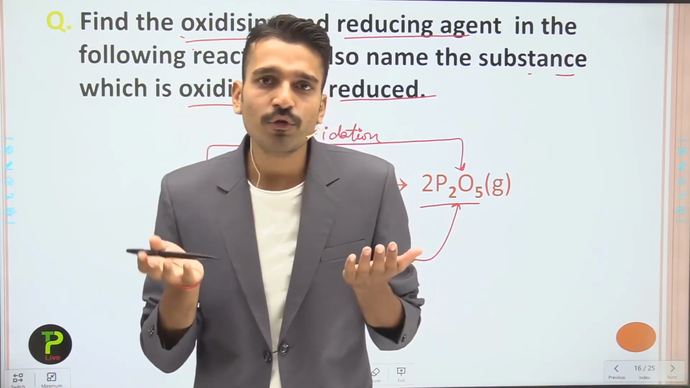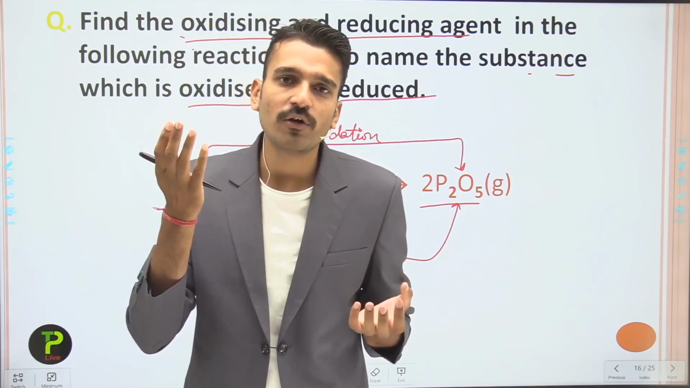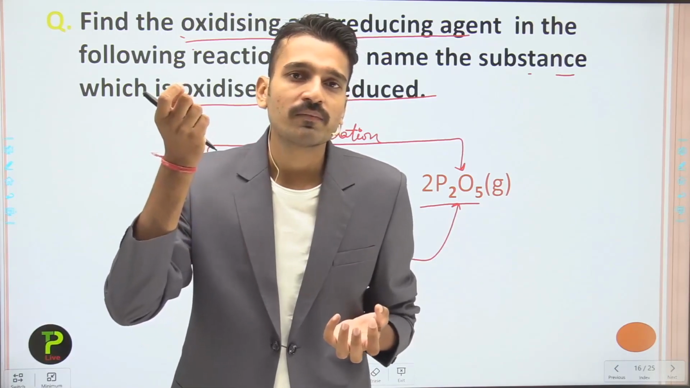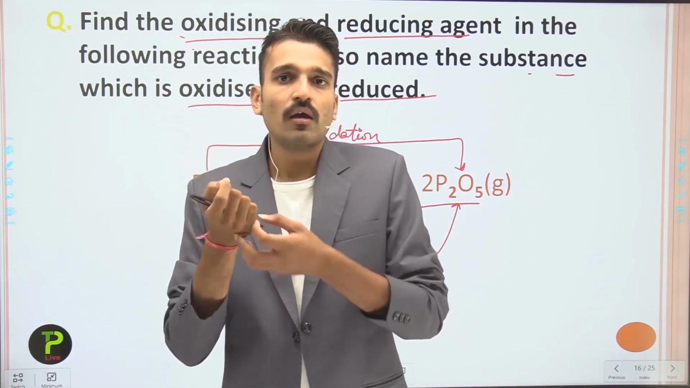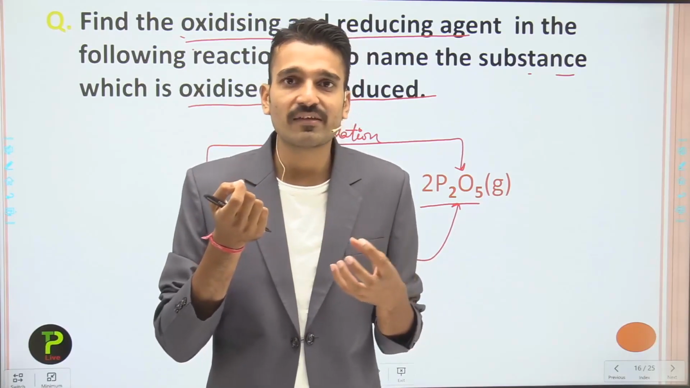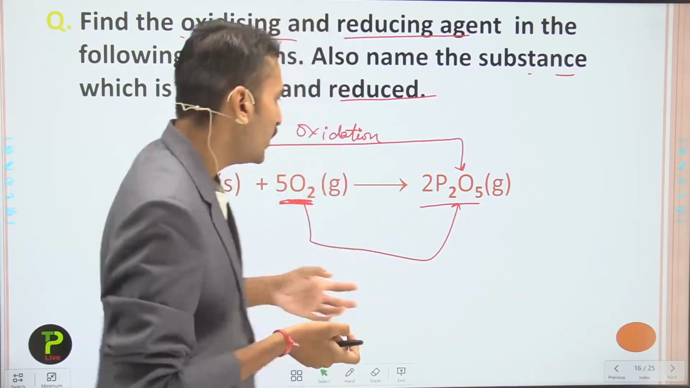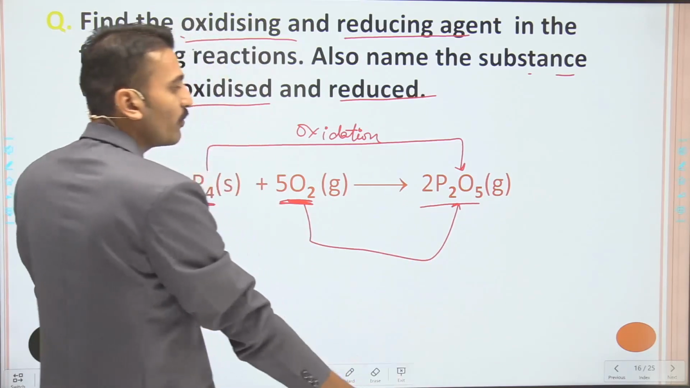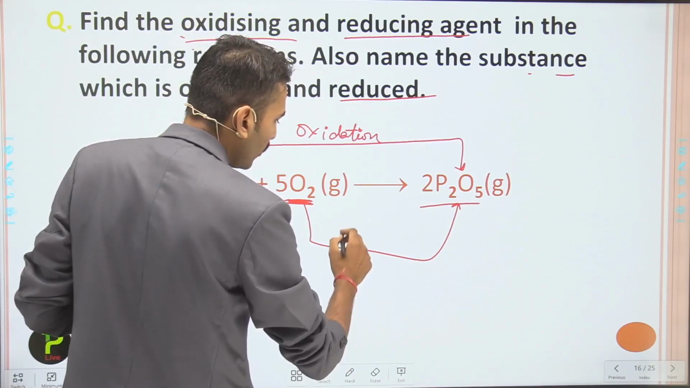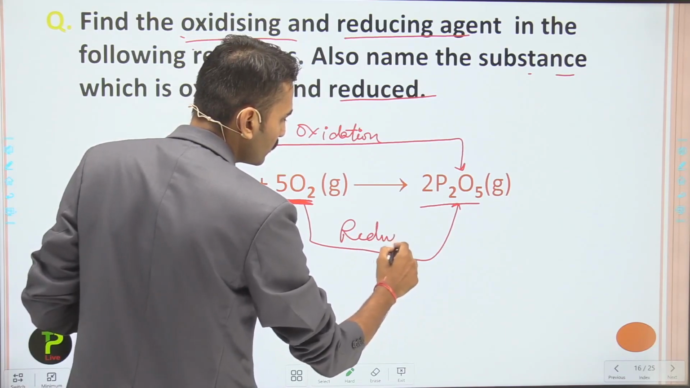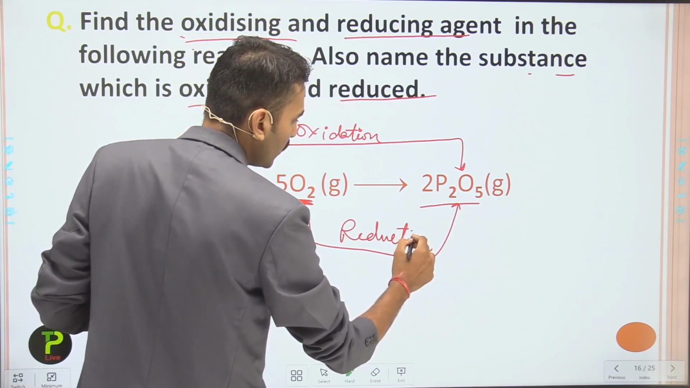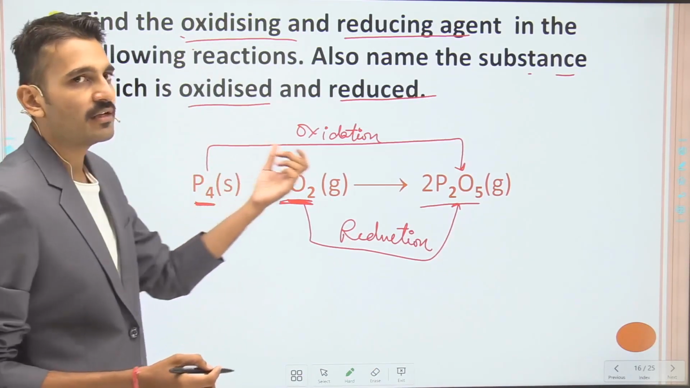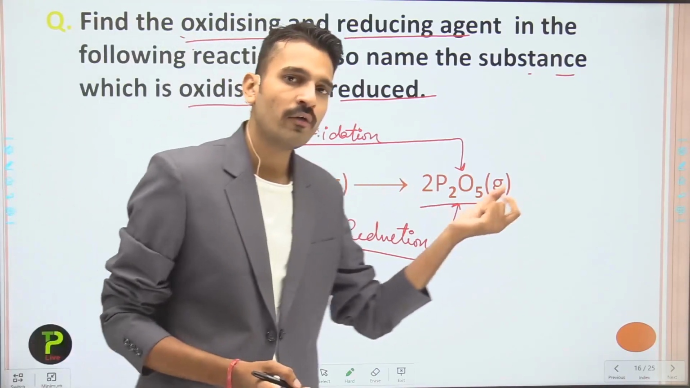So in view of the oxygen, phosphorus is not as electronegative as oxygen. So with respect to oxygen, phosphorus looks like an electropositive element. So here you see there is an addition of an electropositive element. Since there is an addition of an electropositive element, it is called reduction. So the phosphorus has undergone oxidation, the oxygen has undergone reduction.